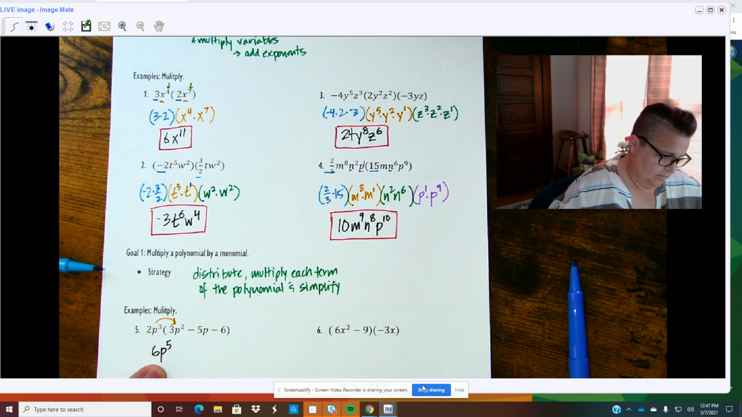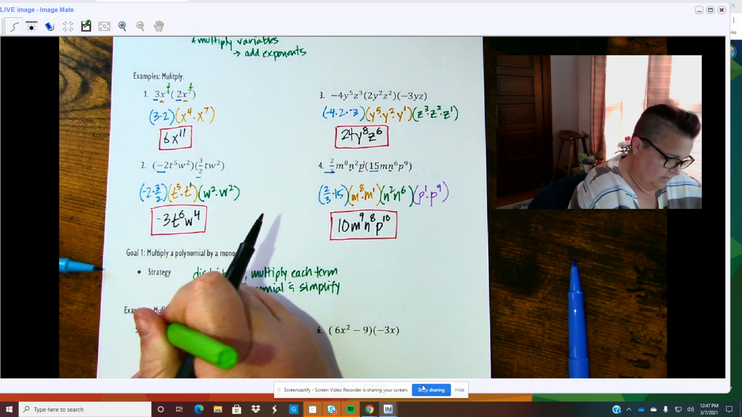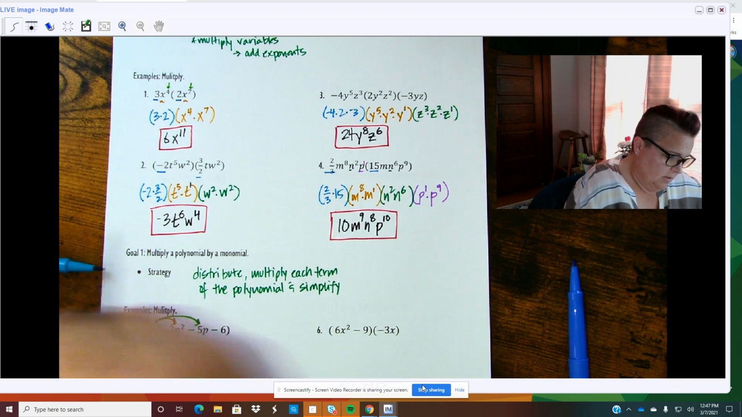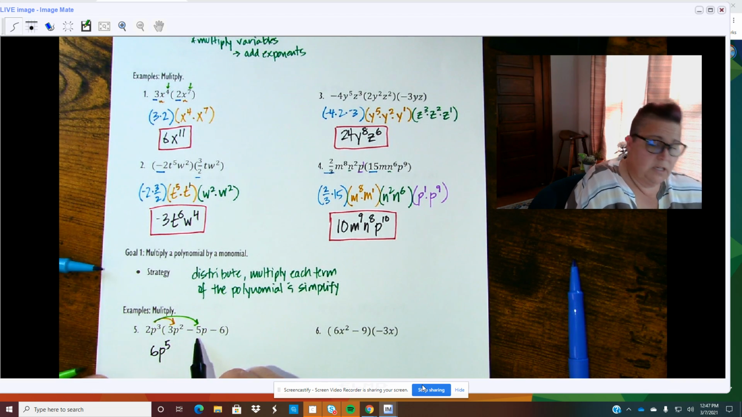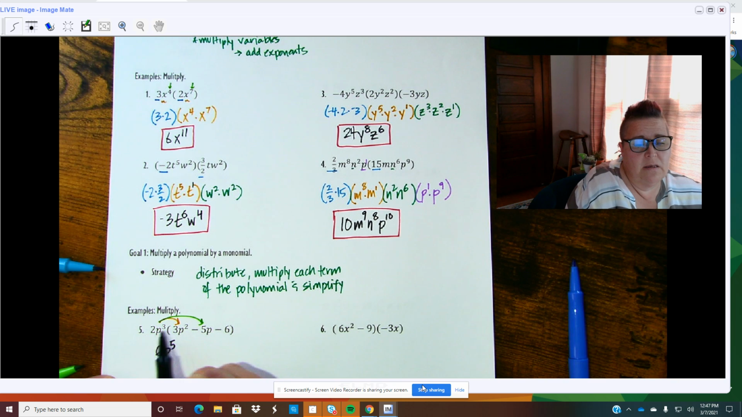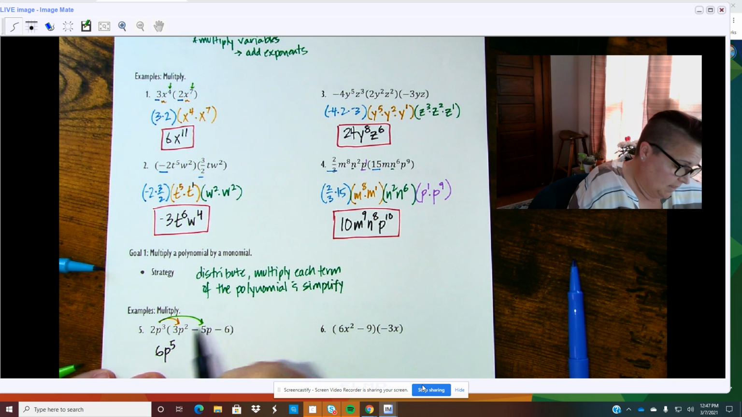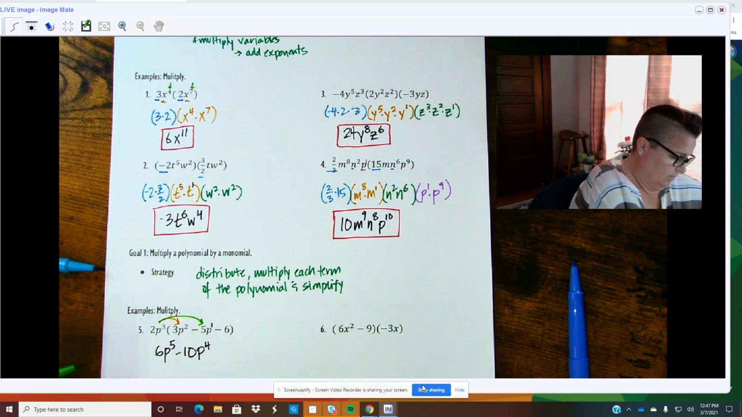I'll do the next one. I should have done that in the color. That might have made more sense. For the second one, I've got a 2p cubed times negative 5p. This is a 2 times a negative 5, which is a negative 10. P to the third plus 1 more. There we go. That's going to be a p to the 4th.